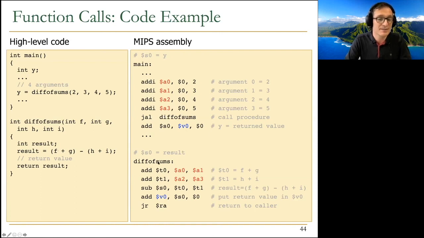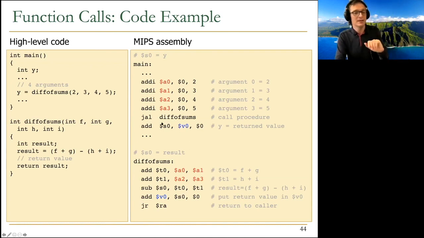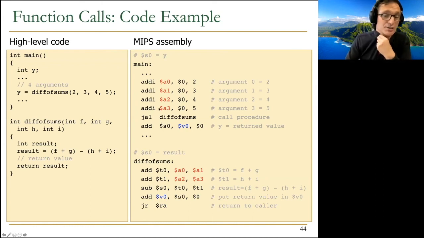And then diff of sums reads the arguments, assumes that the arguments are in A0, A1, A2, A3. So there's some convention for sure that you need to obey to make this work. And then it does add, subtract, and puts the result into V0 and does jump register RA, which goes back over here. And then main takes the result in V0 and does whatever it needs to do with it, basically to S0. Okay, so basically we've used the convention. Arguments are stored in A0 through A3, and the return value is stored in V0.